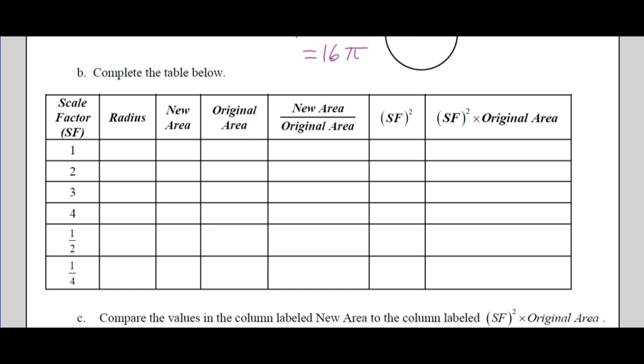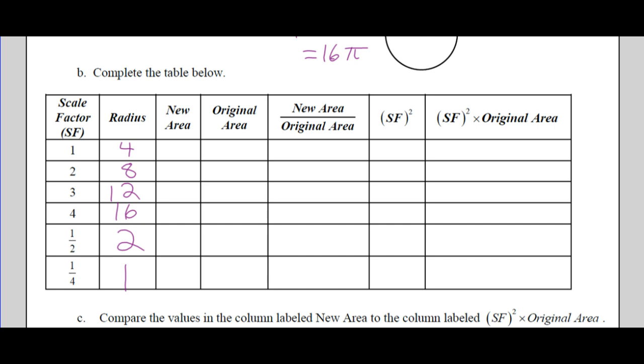Complete the table below. So the radius originally is 4. Let's just fill this in going down. So if I scale factor it by 2, what's the new radius? And then, lots of numbers are being thrown out, none of which are actually correct.